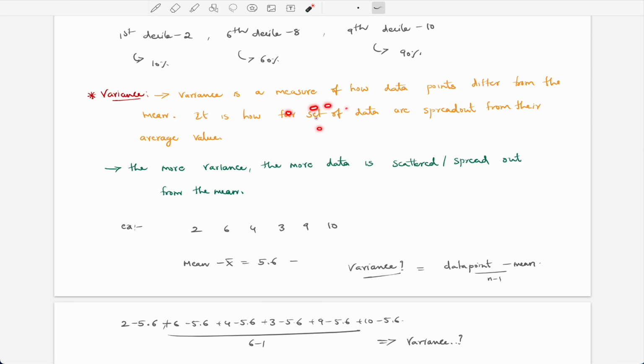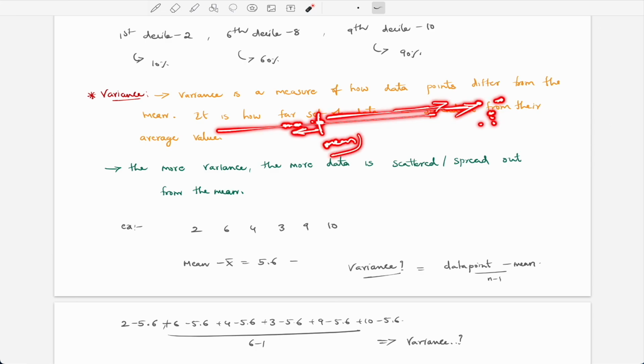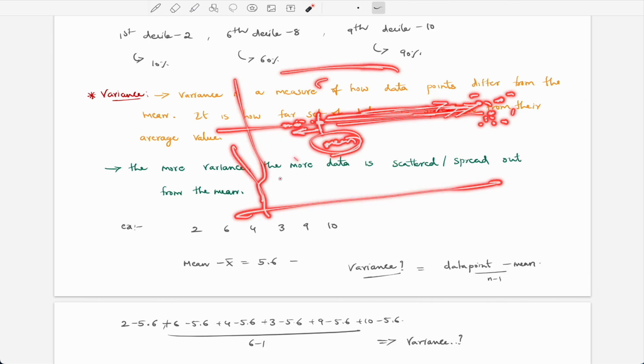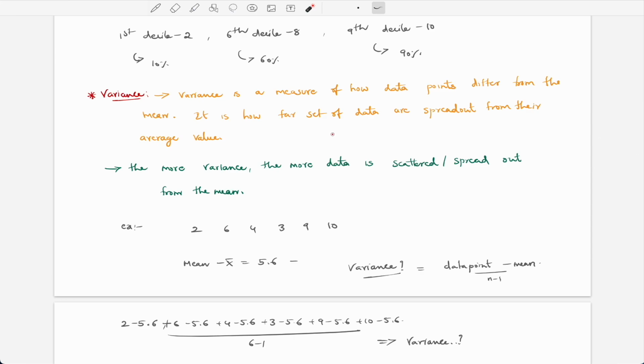If there is more variance, it means the data points are a long distance from the mean. So if the data points are here, these are near to the mean, and these are far from the mean. This is the mean here, right? So these are far from the mean, and these are near to the mean. So more variance means they are far and scattered. If we draw the graph, it looks like this, right? They are more scattered and spread out from the mean.